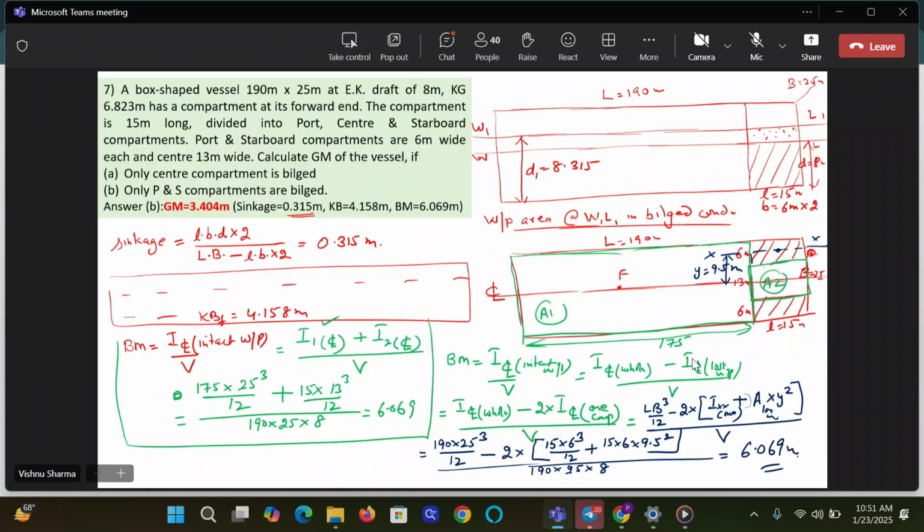Is that clear, beta? Has everybody understood? It's the theorem of parallel axis that we have mastered in 4 sessions of moment of inertia, and its application that is being applied here. 6 divided by 3 is 2. So I have done it both ways. Those of you who want to save time can follow the previous one.